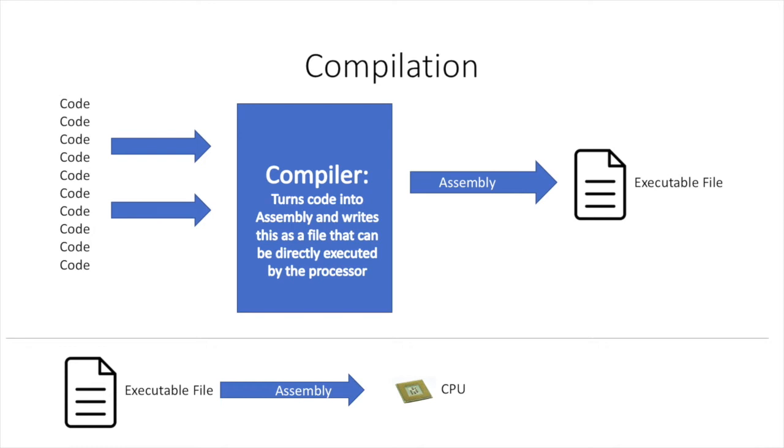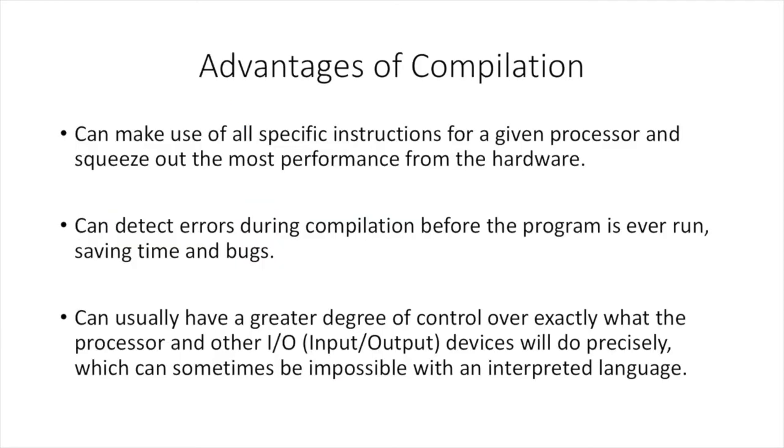So that's different. The advantages of compilation, of course, are that you can make use of specific instructions for a given processor and really squeeze out a lot of performance, because compilers are generally more on the cutting edge of working with Intel and AMD on improving the speed of processing, for example.